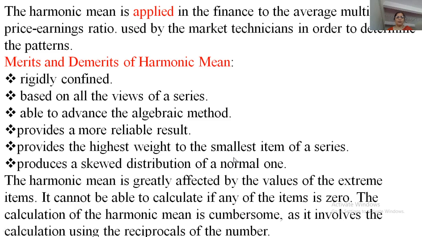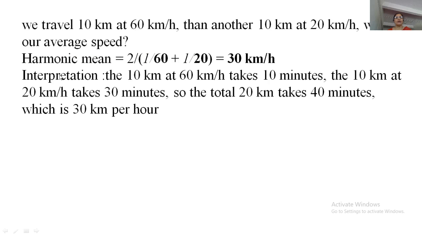The calculation of harmonic mean is somewhat cumbersome. That means the harmonic mean formula is difficult to understand for the common man, and therefore this method is not very popular, just like your arithmetic mean. Further, harmonic mean has one application, that it is applicable in order to average, say, speed or rate.